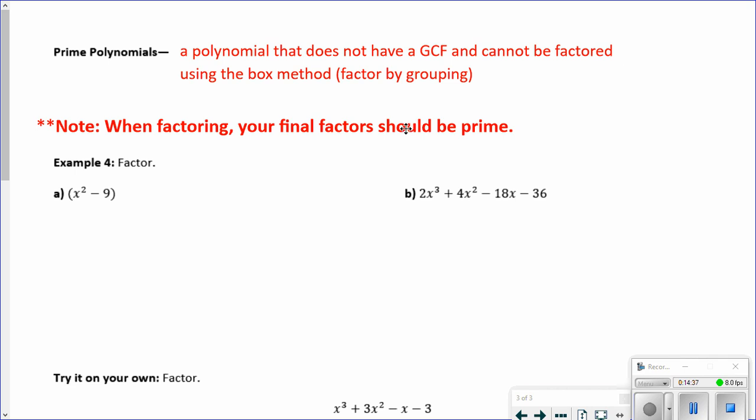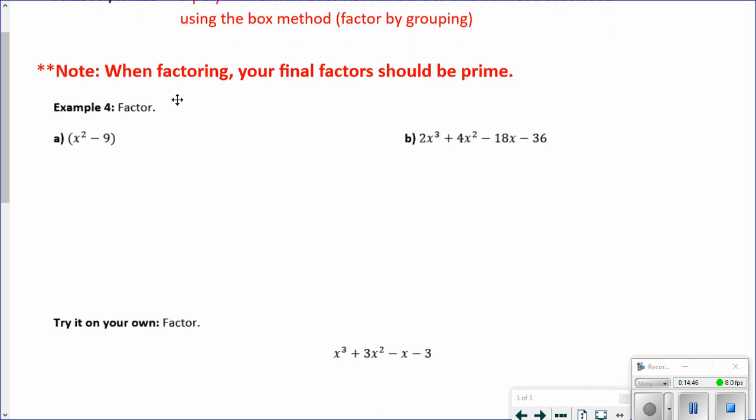All right, example 4, we have to factor these, and these are special cases. Very, very special cases. Same steps I'm going to take. First thing I'm going to ask, is there a GCF? So I've got x squared minus 9. So no, they don't even have a common number or variable.